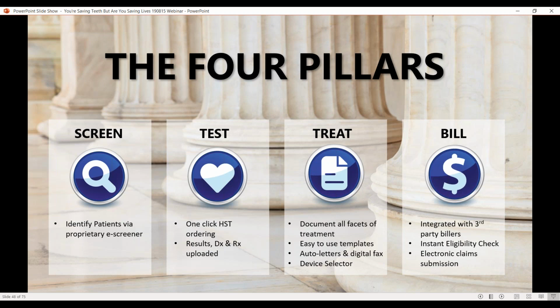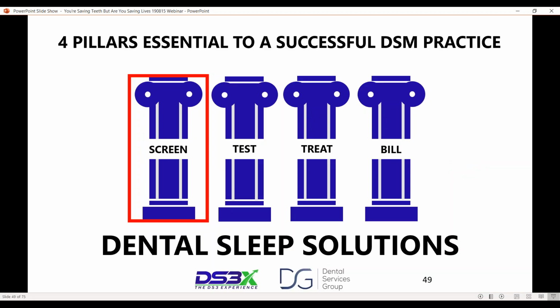So we call these the 4 pillars. And these are all things that you have to be very good at in order to succeed. But don't let them scare you, because we have systems to do each of these.